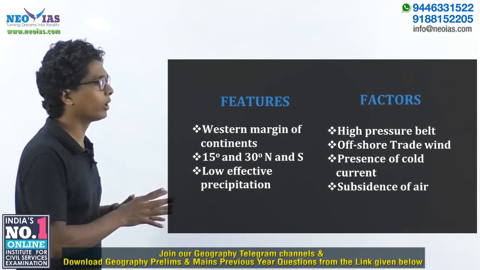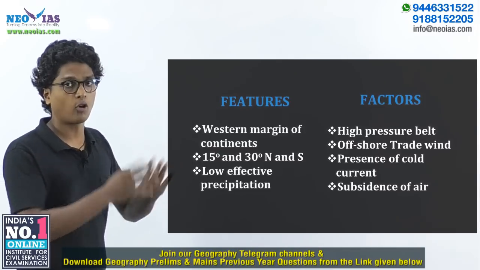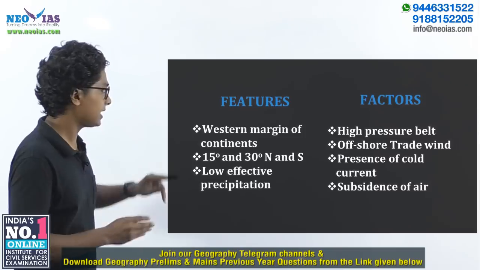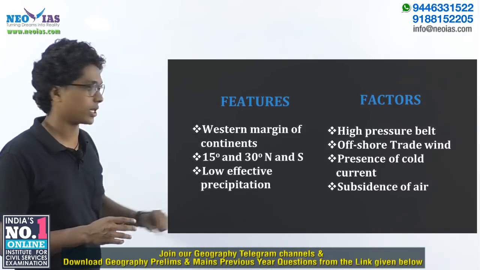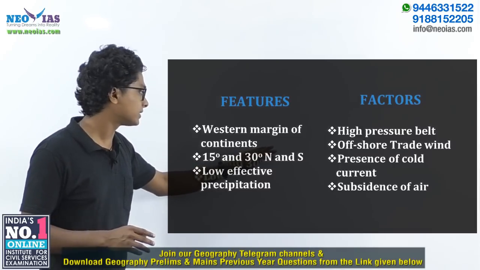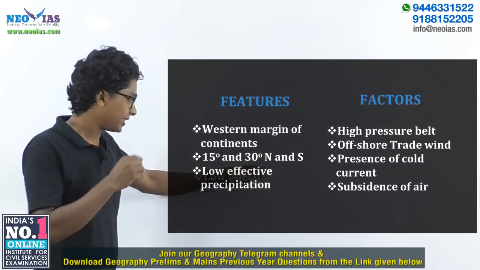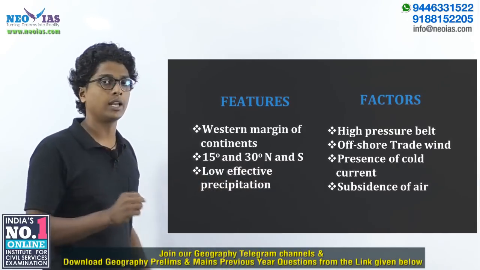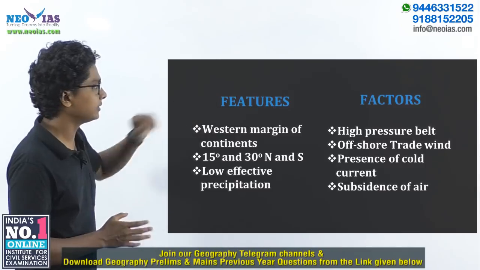Now one of the most important features or topics regarding the major hot deserts is their formation. As you have seen here, there are two clear tendencies in their distribution: they are along the western margins of the continent, and mostly they are located within 15 degree to 30 degree north and south latitude. Let's take a look at why they are distributed in this way.